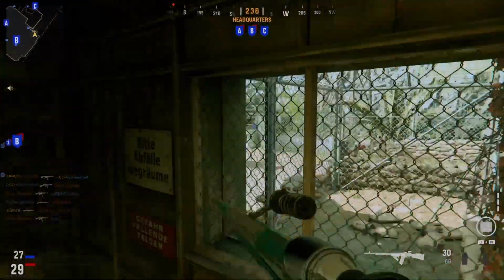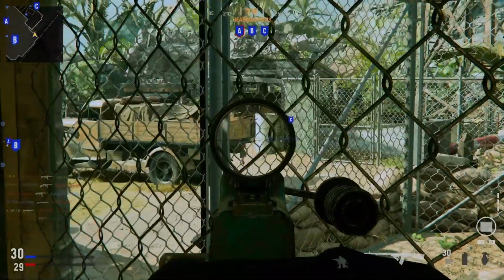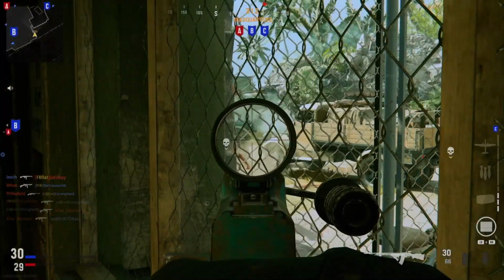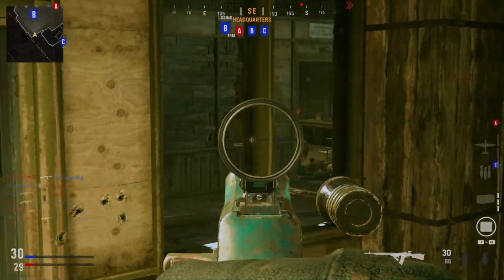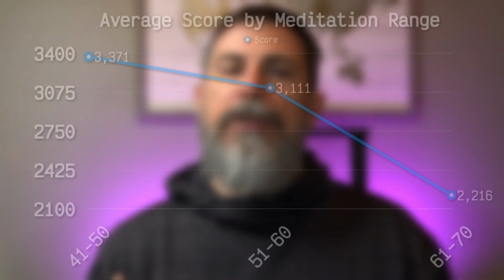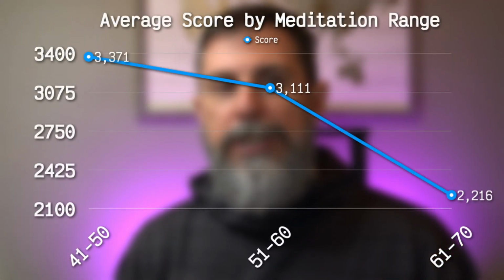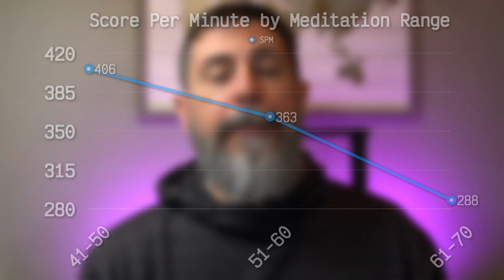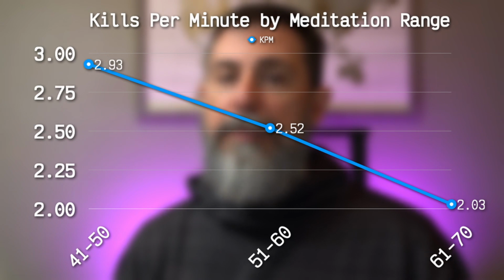Now, this actually makes sense. Certainly being calm or relaxed would indicate a decrease in reaction time, and slower reflexes mean I die faster and more often. The average score very noticeably follows this trend, as does the score per minute and kills per minute.